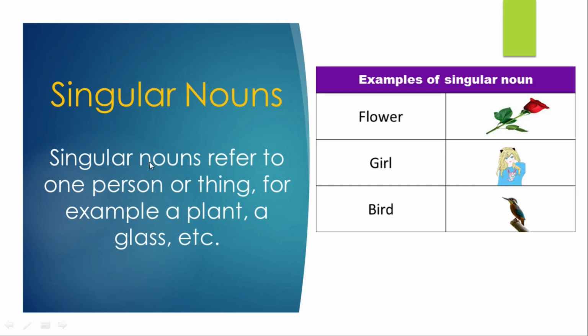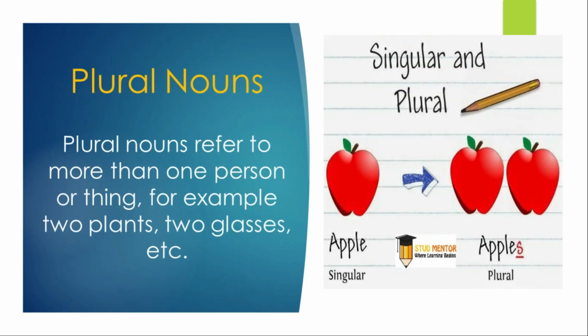Singular nouns refer to one person or thing, for example, a plant, a glass, etc. Now singular means one, single means one, so singular comes from the word single. So you can see the flower, it is only one, so this is a singular noun. Girl, there is only one girl, it is a singular noun. And bird, singular noun. Now what is plural? Plural nouns refer to more than one person or thing. For example, two plants, two glasses, etc.